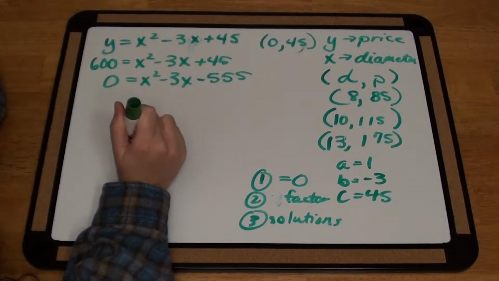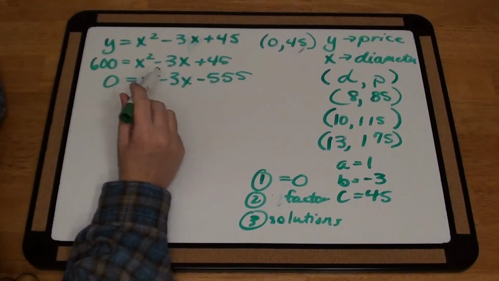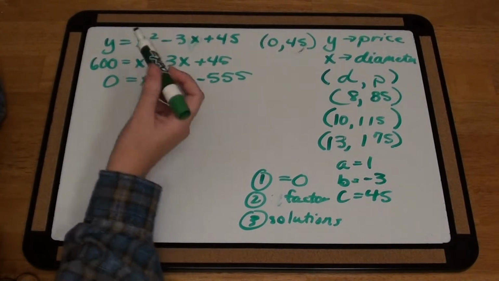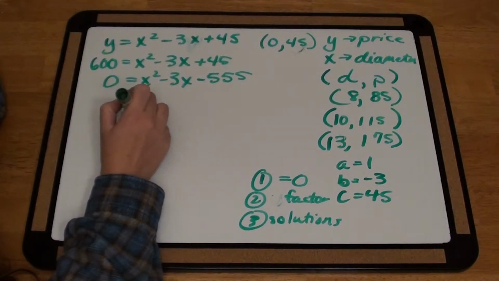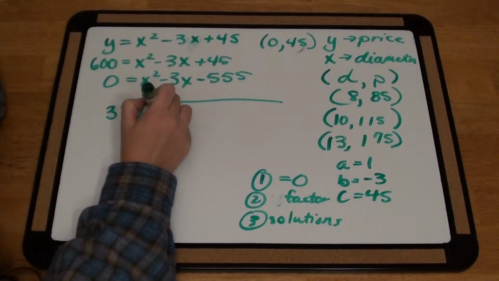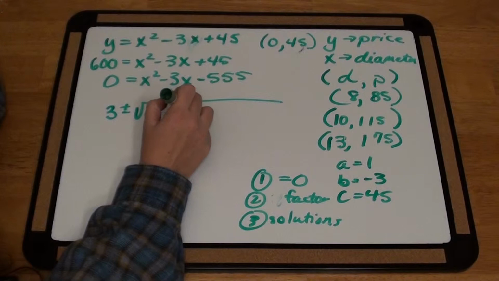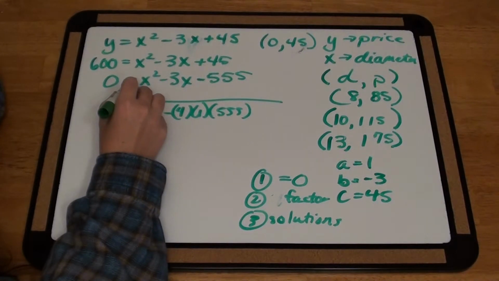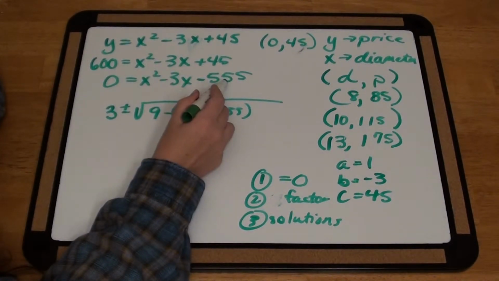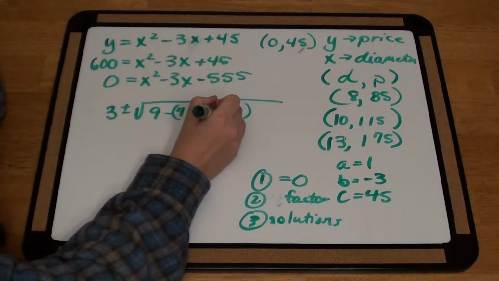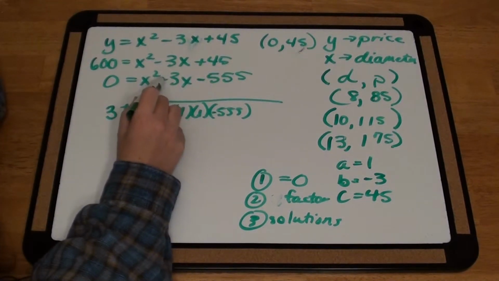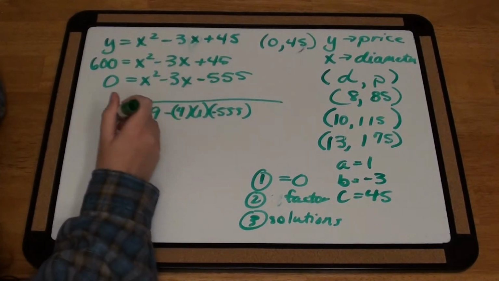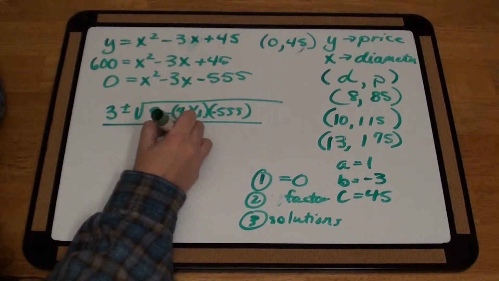So what we want to do here is, I can't factor this in my head. So what I'm going to use is the quadratic equation, which will be the opposite of b, 3, plus or minus the square root of b squared, which is 9, minus 4 times a times c. And my a value here is 1, my c value is negative 555, don't forget that. And my b value here is negative 3. So negative 3, the opposite of that is 3, squared is 9, fill it in, all over 2 times the a value, which is 1.